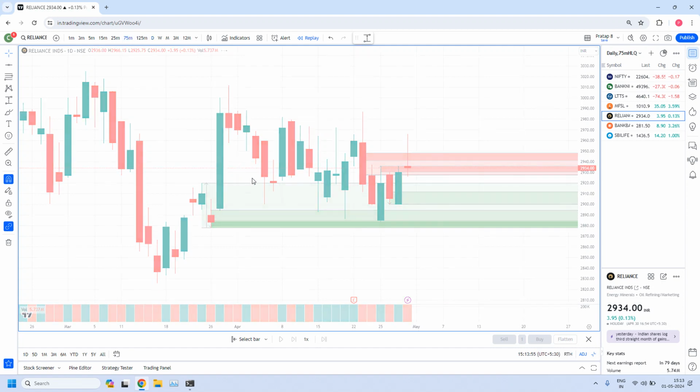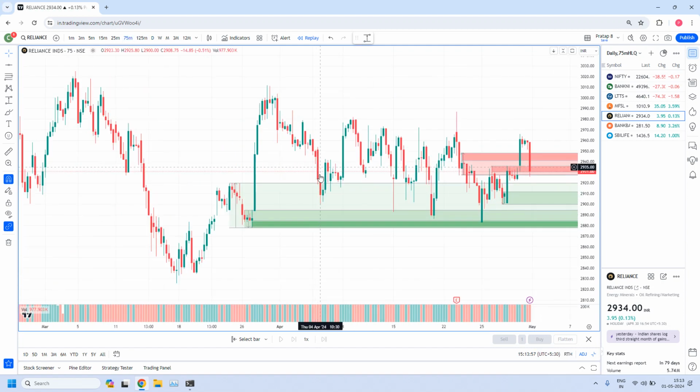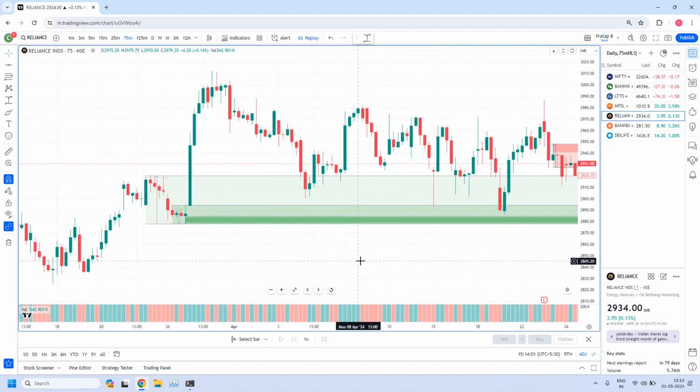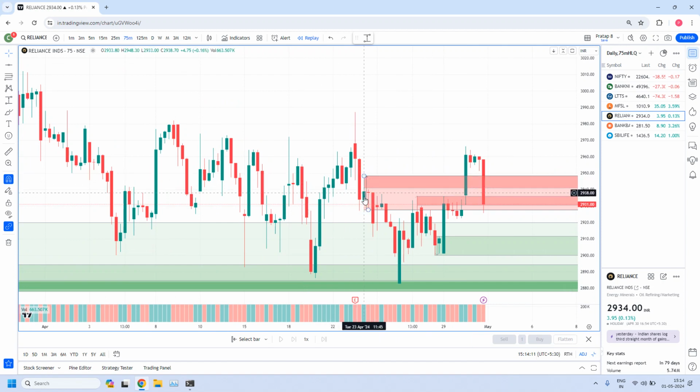So let me go to the 75 minutes time frame. Here you have a drop, 4 base candles and a rally. This is the 75 minute demand zone. And this is the 75 minute supply zone: drop, 2 base candles and drop. This is the high liquidity supply zone.